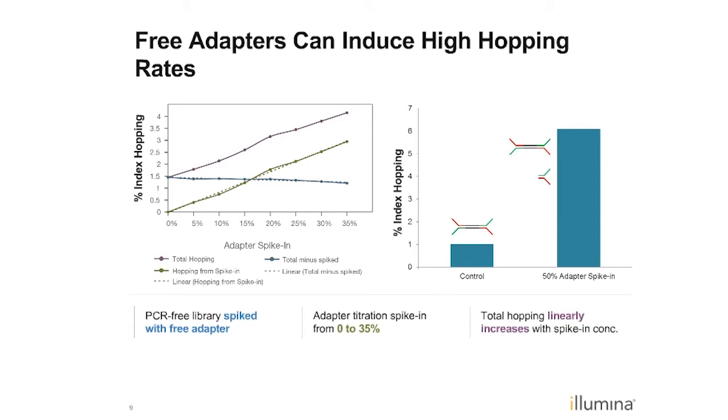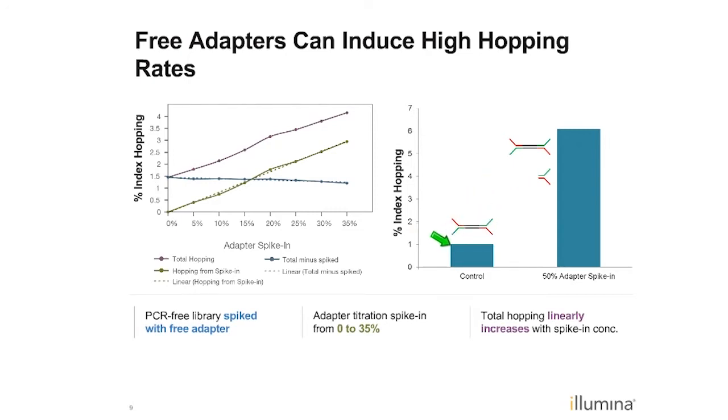So free adapters can induce high hopping rates, and this is actually a figure that is taken from our white paper, which I'll reference at the end of the presentation. But what we did here is we took PCR-free library, spiked in with free adapter over a range of 0 to 35%, and you can see that this library started out with, say, 1.5% total index hopping, and as we spiked in the free adapter, you can see the total index hopping goes up pretty much linearly, a linear dose response with the free adapter that's added.